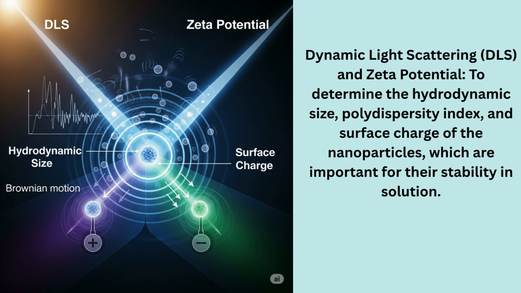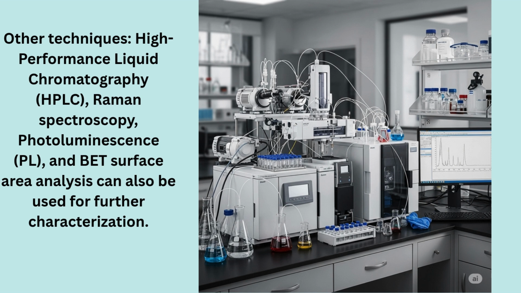Dynamic light scattering, DLS, and zeta potential, to determine the hydrodynamic size, polydispersity index, and surface charge of the nanoparticles, which are important for their stability in solution. Other techniques: high-performance liquid chromatography, HPLC, Raman spectroscopy, photoluminescence, PL, and BET surface area analysis can also be used for further characterization.